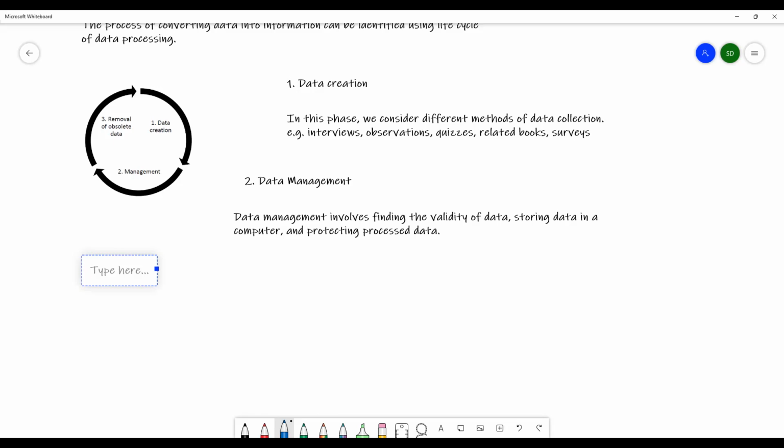You can save it as a file, or you can ask the software, let's say Word, to save every 30 seconds or so. You can set it like that.